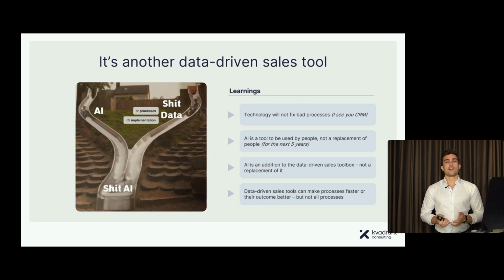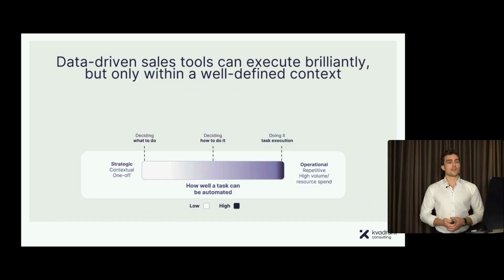Last learning here is that these data-driven tools and AI can make processes better and can make processes faster. If we try to narrow it down, it can also reimagine entire processes, but mostly it's about making them faster or better. And some processes are better suited for this automation than others. The processes most suited for being automated are the ones that are operational, well-defined, repetitive, and often high volume, high resource spend, which increases our incentive to automate them.